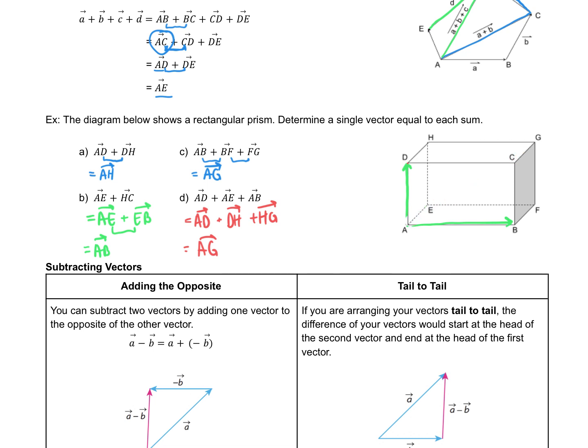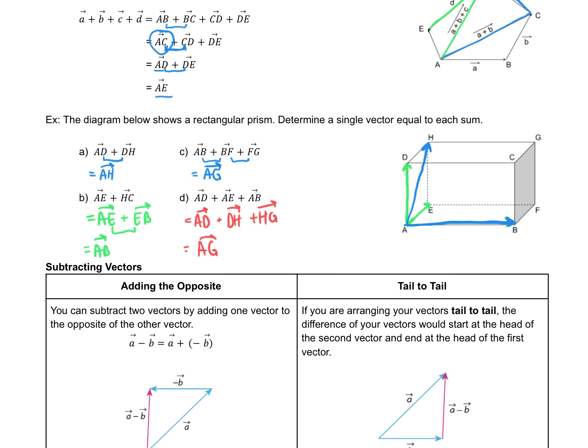Another way would be a little more visual. I can actually find the resultant vector one by one using the parallelogram law. So for example, if I did AD plus AE, because the vectors are lined up tail to tail, I can use the parallelogram law. So their sum is AH. And then I can do AH plus AB.